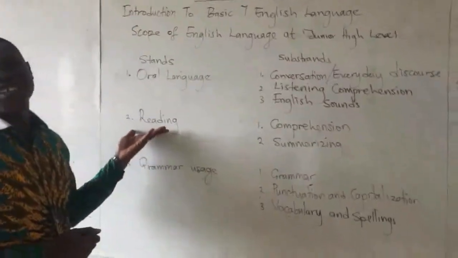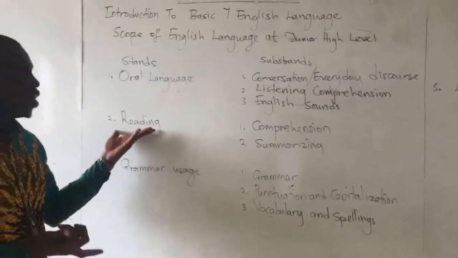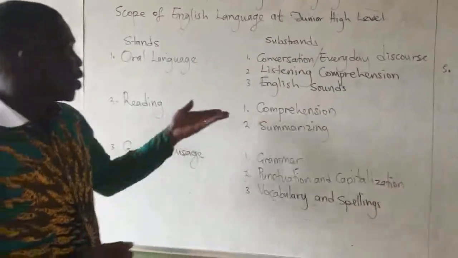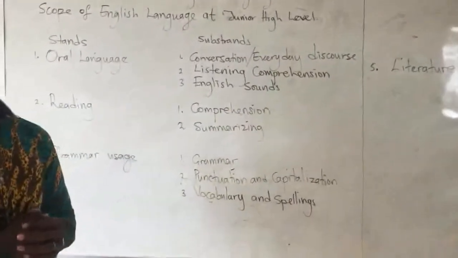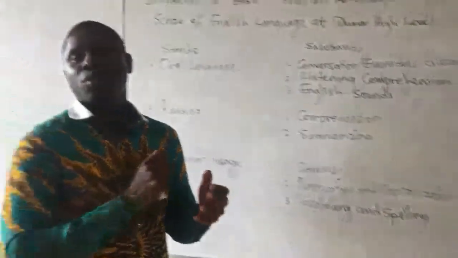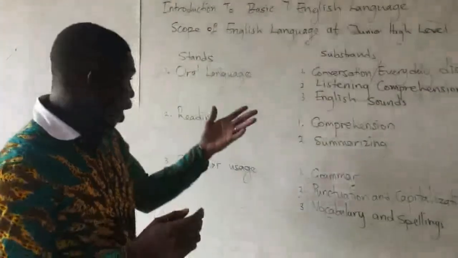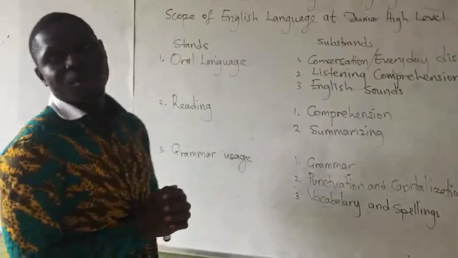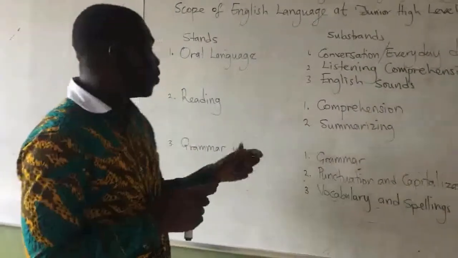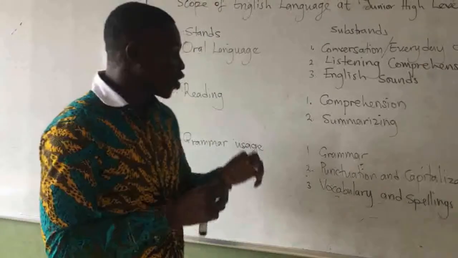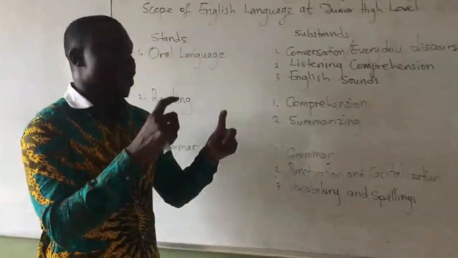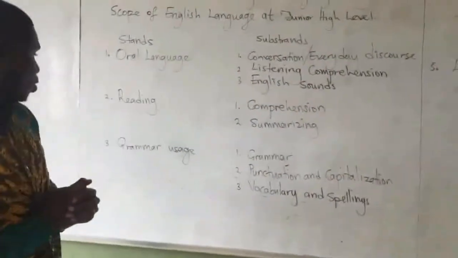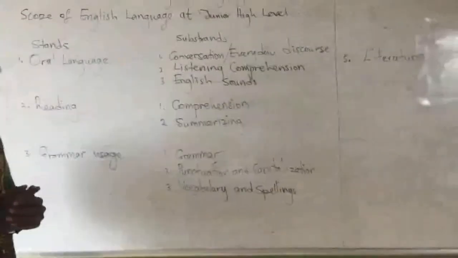Then let's go to the second strand, which is reading. Reading, similar to what we did this time, under reading we have only two substrands. The first one is comprehension. Our usual comprehension, where you'll be given a passage to read and answer questions on. And then we'll come to that. I think this one is going to be a little bit new, because we couldn't dive much into it in Basic 6, so in Basic 7 you dive much into summary writing or summarizing, where you'll be summarizing a huge passage and paragraphs into smaller sentences. So basically that's what we're doing under reading.